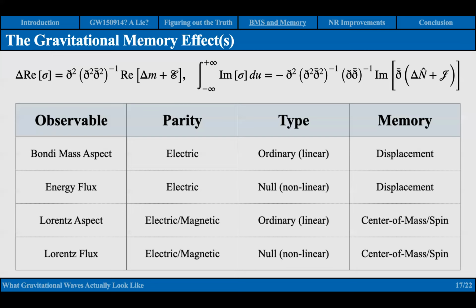The other type of memory that's a little bit weird is this memory associated with the Lorentz aspect.